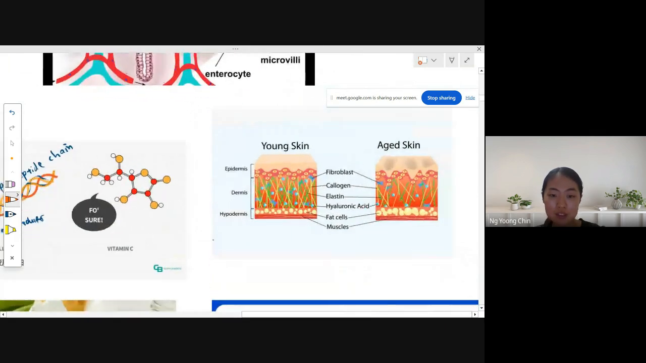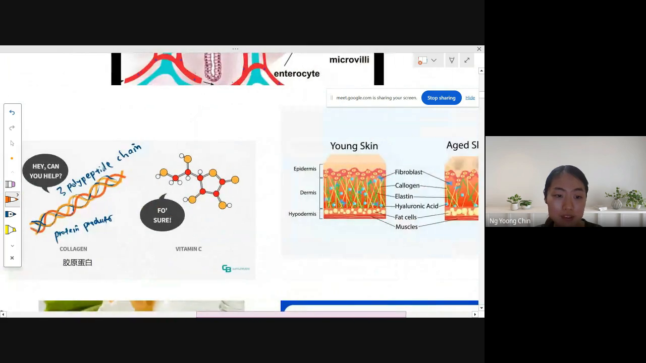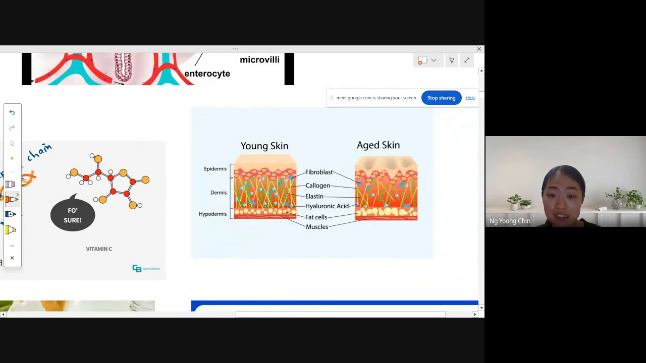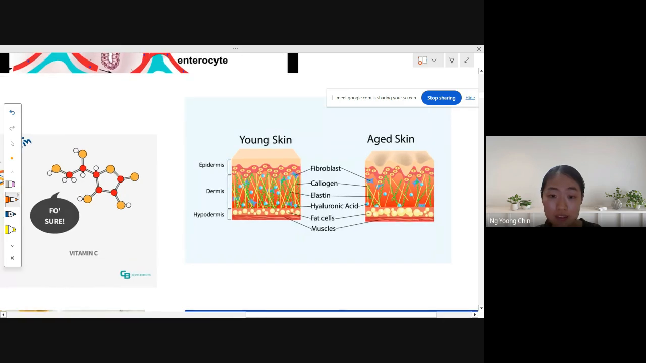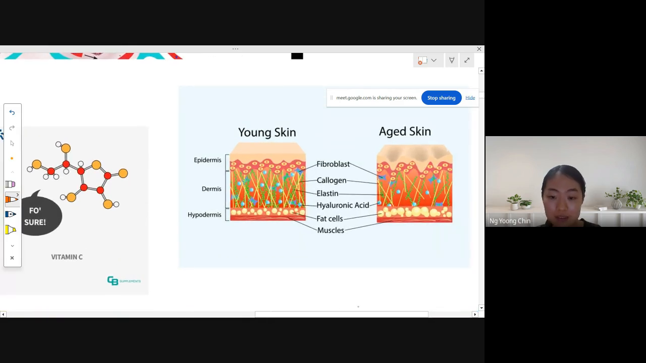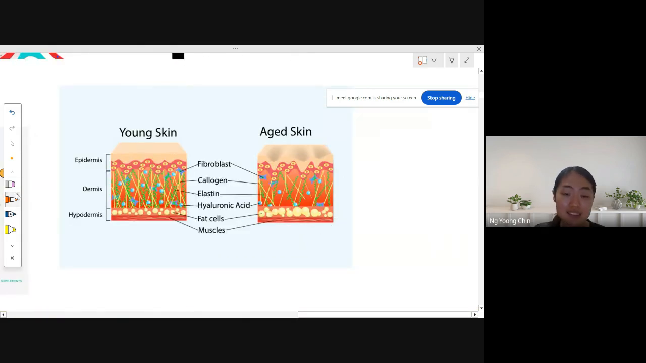You can see that these collagen fibers help to form the component of our skin. You can see the skin like this, right? This is skin. Under the skin, there will be collagen fibers like this. See? This one.